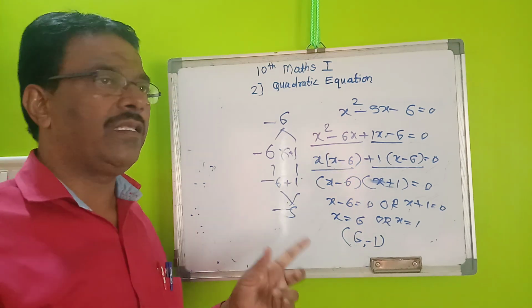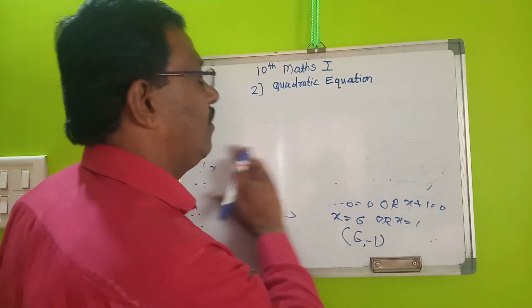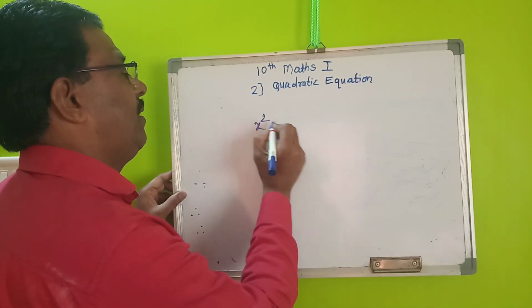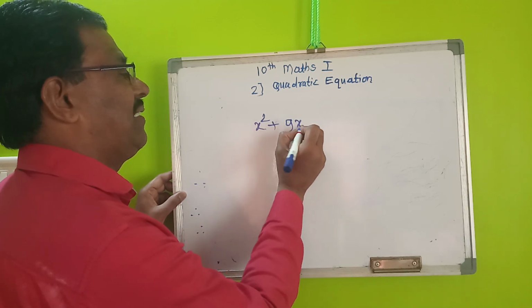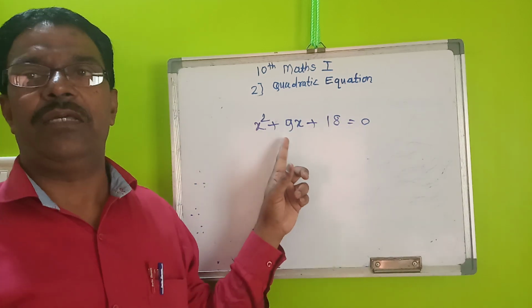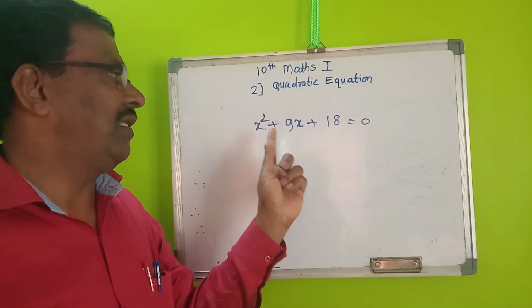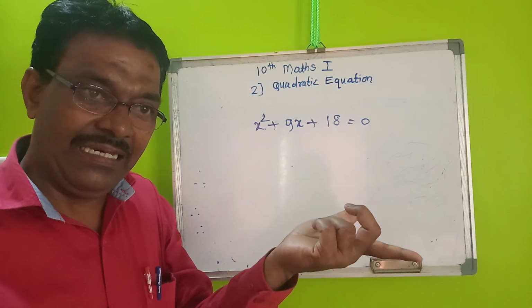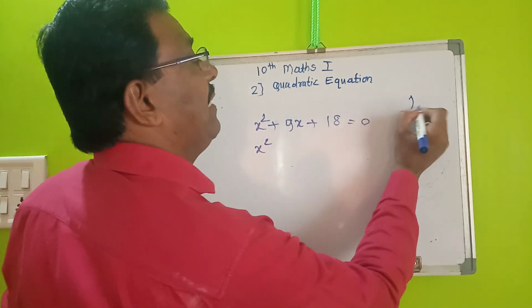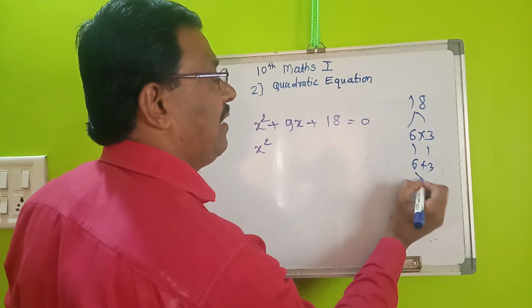In this way, we solve the quadratic equation by the factorization method. We will take one more equation to show how to solve by the factorization method: x square plus 9x plus 18 is equal to 0. We know the third term is positive. Find the factors of 18 whose sum is 9. 6 threes are 18, and 6 plus 3 is 9. So the factors of 18 are 6 into 3, and 6 plus 3 is 9.